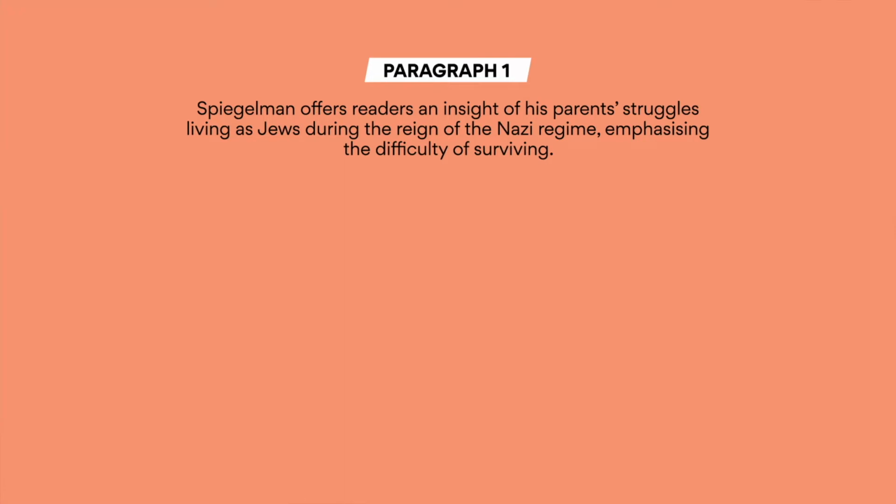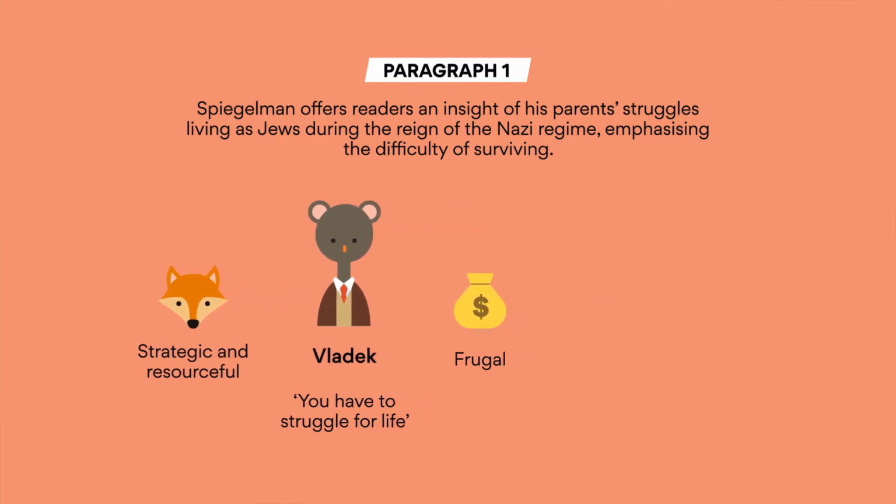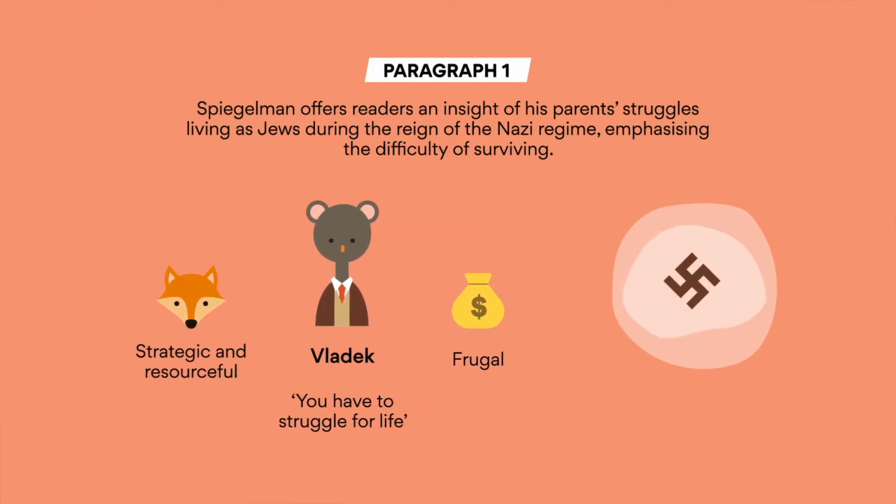So, as we move into our paragraphs, the first paragraph could be, Spiegelman offers readers an insight of his parents' struggles living as Jews during the reign of the Nazi regime, emphasizing the difficulty of surviving. Your first example could be Wladek's characteristic of being frugal, reflecting on the fact that he had to be strategic and resourceful in order to survive, as he reflects and tells Art that you have to struggle for life. Another example is the constant swastika symbol in the backgrounds to represent the Holocaust as being inescapable.